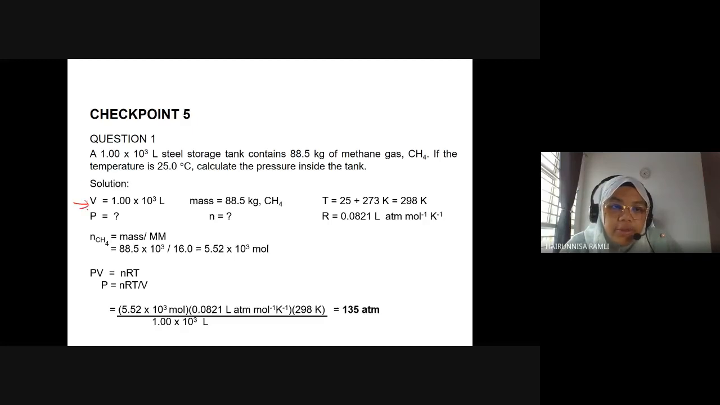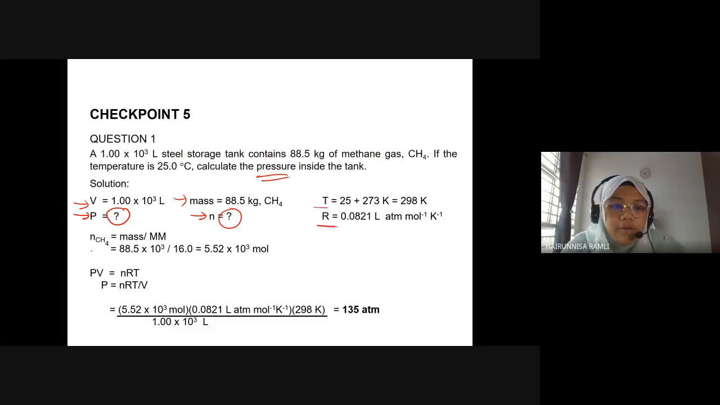So, first, of course, extract the information. You have volume, you have pressure, you have mass, you have mole. You nak cari mole, sebab tak tahu kan. Sebenarnya yang kita nak cari adalah pressure kan. Okay, tapi dia bagi mass. So, temperature and R. Yang ni lah.